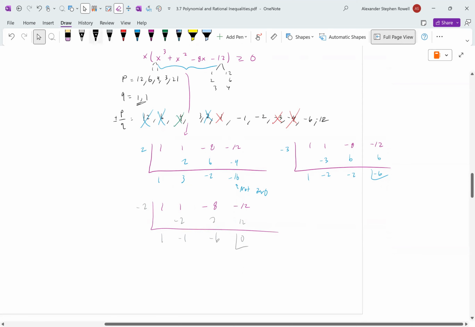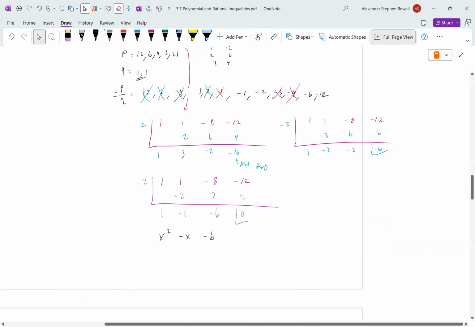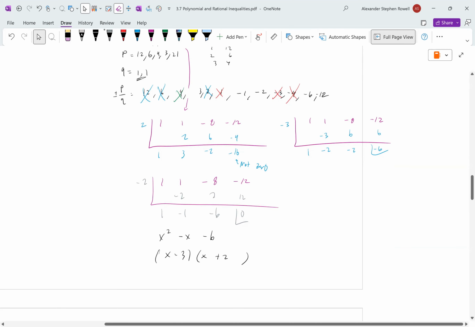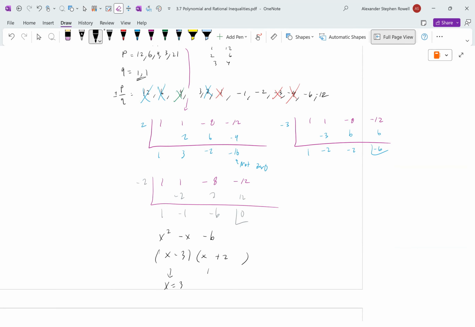Okay, so what does that mean? X squared minus x minus 6. Can I factor it? X minus 3, x plus 2. Is that right? Man, so we're just unlucky at guessing. Okay, x equals 3. X minus 2. We actually want to factor it. So let's write this as x plus 2.